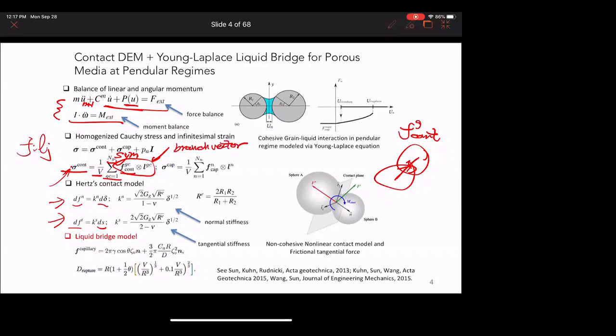Another type of contact or interaction force doesn't require the particles to be in contact. This could be the force due to water, for example, a liquid bridge that may exist between two particles when there is enough water and air pressure to lead to that pendular shape of water. This force can be solved by the Young-Laplace equation, and by solving the Young-Laplace equation, we can also get the force coming from the capillary.